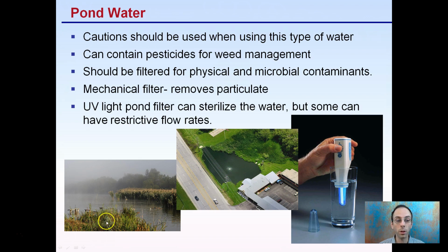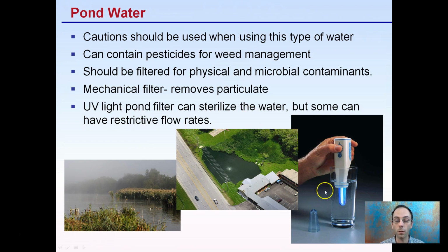It should be filtered regardless of what type, for physical and microbial contaminants. There should be a mechanical filter that removes particulate, and that could be sand, could be mud, could be just floating debris. And also it's recommended a UV light pond filter is used because this can sterilize the water. But this can have some restriction on the flow rates.